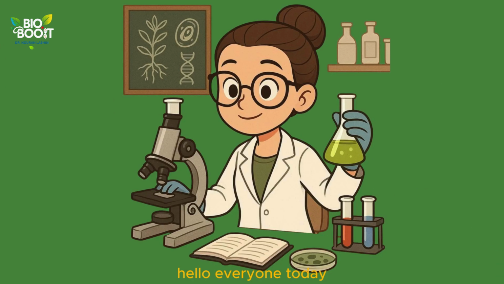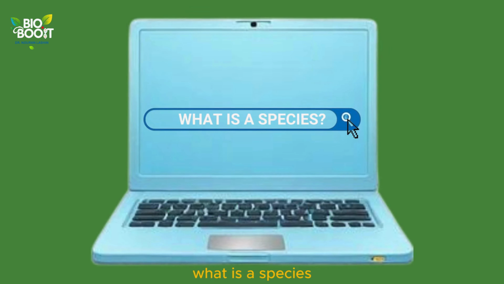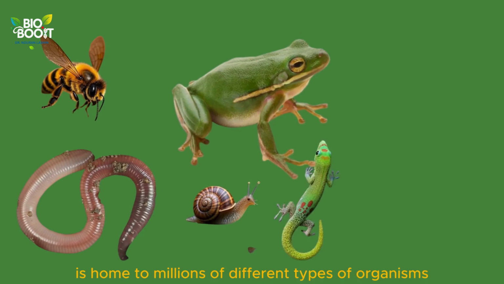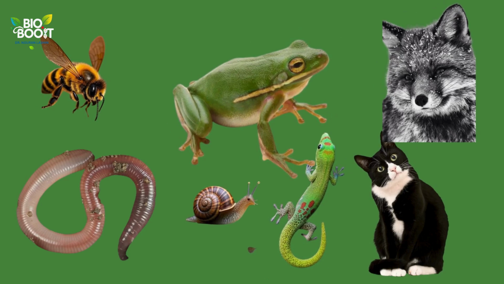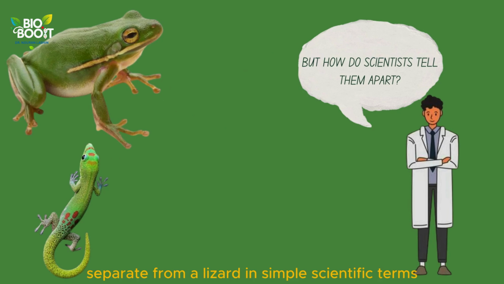Everyone. Today, we're going to explore a fundamental concept in biology that helps us organize and understand the incredible diversity of life. We're going to answer the question, what is a species? Our planet is home to millions of different types of organisms. A key question in biology is, how do scientists classify them? How do we determine that a frog belongs to a distinct group, separate from a lizard?